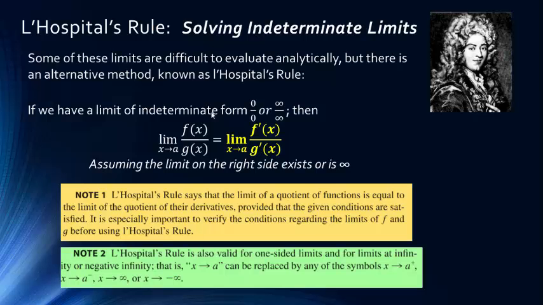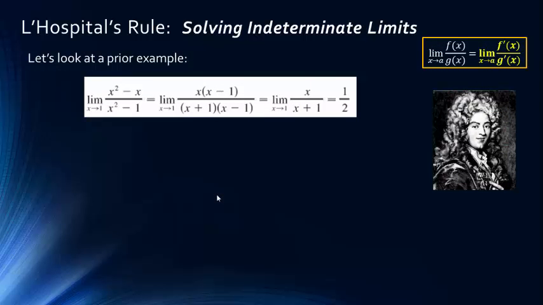Note 2 just says that this is valid even if you're looking at a one-sided limit. So if this is x going to a plus and you still have 0 over 0 or infinity over infinity, you can still apply L'Hospital's Rule. So let's look at the first example that we had done way back in, I think, chapter 1 with limits, and see what happens.